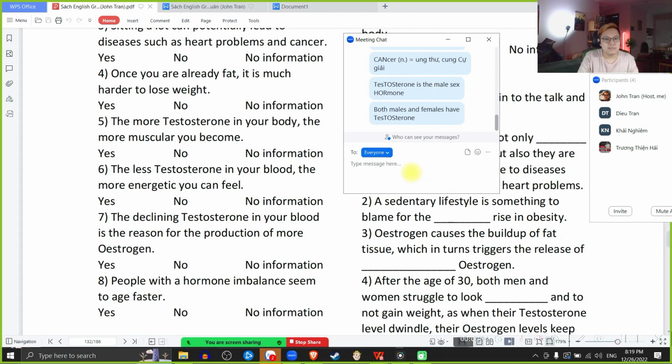Okay. The more testosterone in your body, the more muscular. So we have the word muscle, right? Muscle. Cái chữ muscle là cơ bắp. So the adjective is muscular.